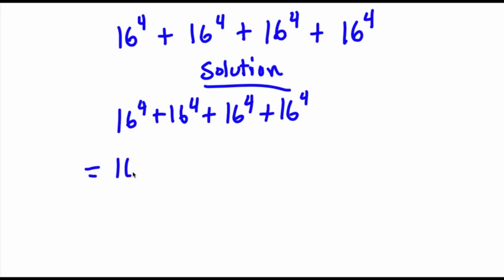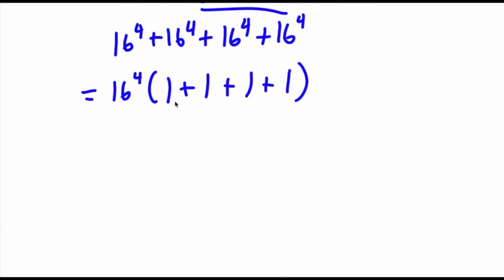So now this is equal to 16 to the power 4 times, now 16 to the power 4 divided by 16 to the power 4 is 1, so I have 1 plus, again, 16 to the power 4 divided by 16 to the power 4 is 1 plus, again, 1 plus 1. So now I have 16 to the power 4 times 1 plus 1 plus 1 plus 1. Now, if I simplify from the parentheses, I get 16 to the power 4 times 1 plus 1 is 2, 2 plus 1 is 3, 3 plus 1 is 4. So I have 16 to the power 4 times 4.